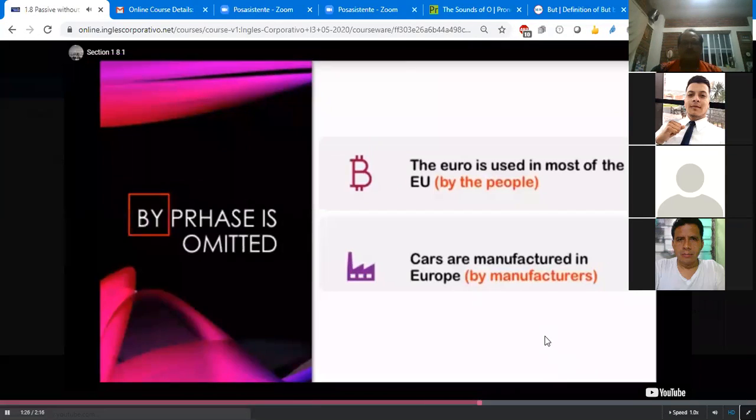The euro is used in most of the European Union by the people. Cars are manufactured in Europe by manufacturers.